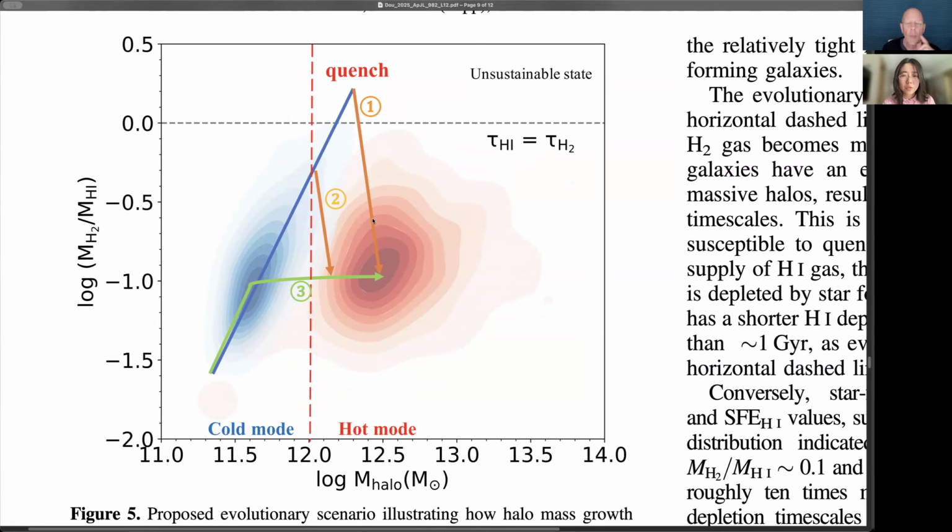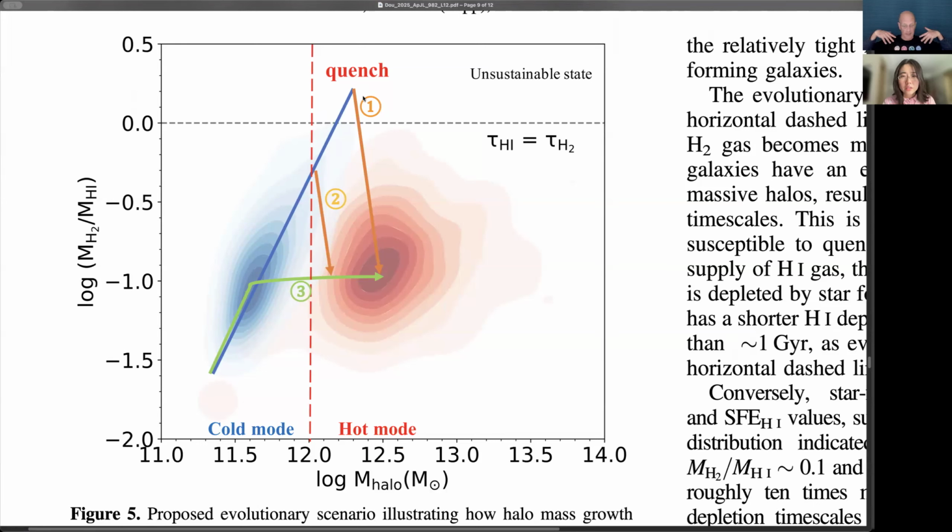And according to our observations before, we find that the galaxy will evolve along the blue line. So with the increase of the dark matter halo mass, the H2 to H1 ratio also increases, and the star formation is promoted. And with the increase of the halo mass, the galaxy will reach the horizontal dashed line and even enter above this line.